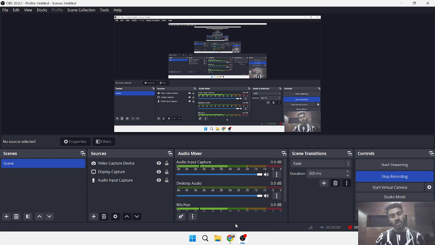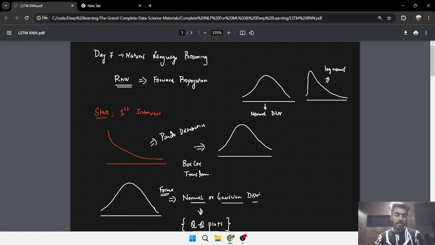Today is day 5 of NLP, and we have covered all of these things in text processing: one hot encoding, bag of words, average word to vec, embedding. All of these things we have covered till now. And in the previous lecture, I covered the architecture of RNN, recurrent neural network, and how RNN works.